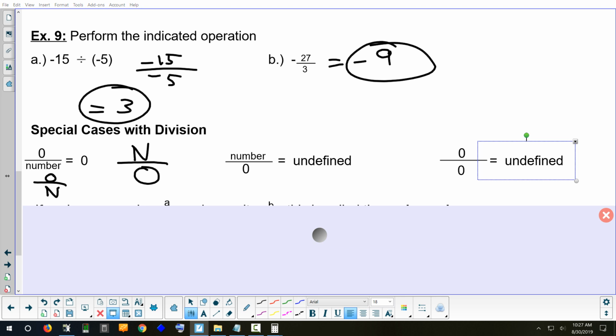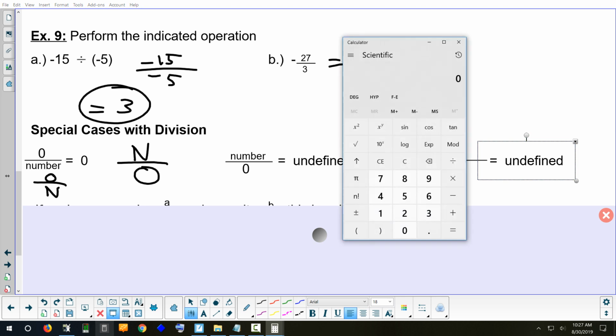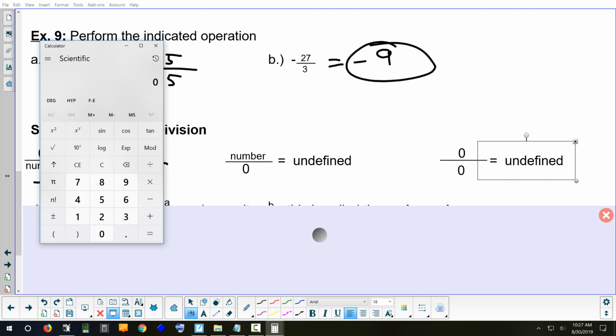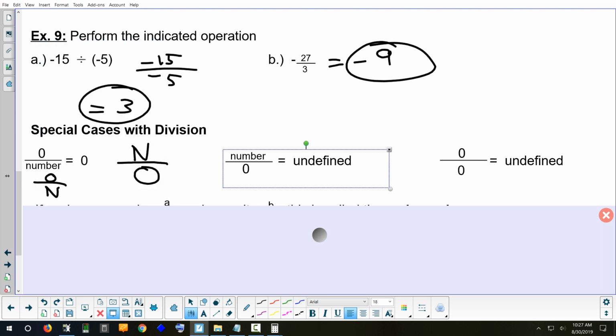Okay? You'll notice on my calculator, it actually gives me different reasons why. If I try to type 5 divided by 0, it says can't divide by 0. If I try to do 0 divided by 0, it says result is undefined. So this calculator says two different things. You guys can just say the same thing for both. Undefined, undefined, that's fine. Okay. There's a reason why the calculator is saying something different, but we don't really have to get into that. Okay, so we're almost done. Any questions on the special cases?